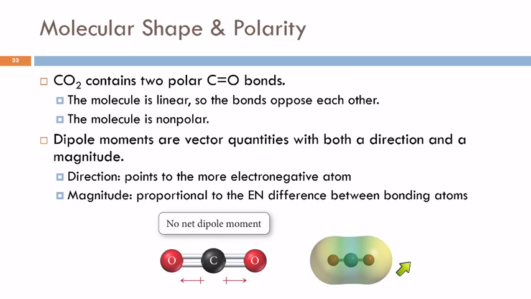So overall, this molecule does not have one end that's more positive or negative than the other. You could say, well, the middle is a little more positive and the ends are a little more negative, but that's not really going to matter. The molecule overall doesn't have one end that's more negative. Any questions?